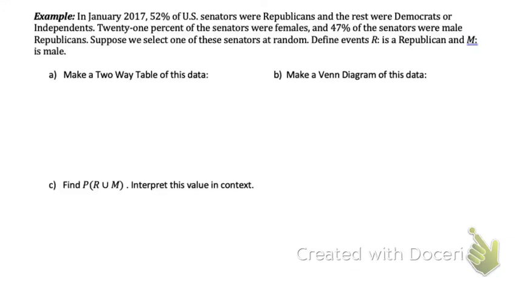So in this example, in January of 2017, 52% of U.S. senators were Republicans, and the rest were Democrats or independents. 21% of the senators were females, and 47% of the senators were male Republicans. Okay? Here are the two events.